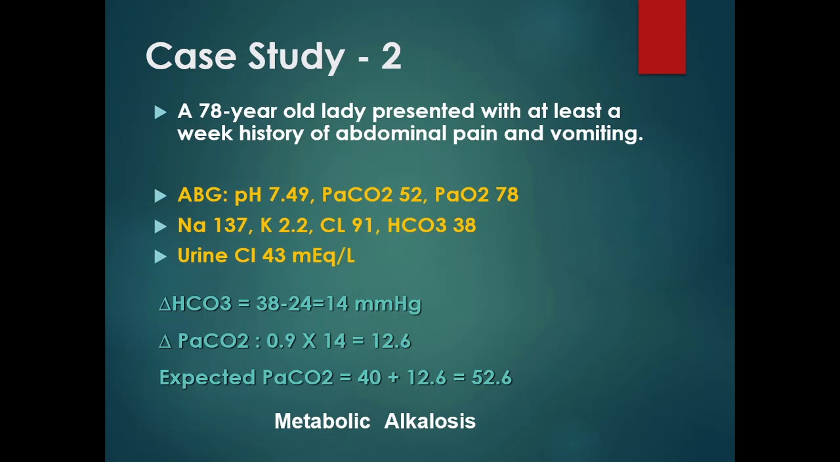This is compensated. The compensation rule is the delta PCO2 is 0.9 times the delta bicarb. The delta bicarb is 14, times 0.9, it's 12.6. The PCO2 is 40 plus 12.6, which is 52.6, so it is around the compensation rule, which is a PCO2 of 52. So this is just a simple chloride responsive metabolic alkalosis that can be corrected by normal saline infusion.